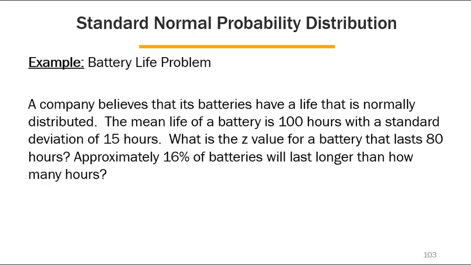The battery life problem. So a company believes that its batteries have a life that is normally distributed. The mean life of a battery is 100 hours with a standard deviation of 15 hours. We've got two questions here. What is the Z value for a battery that lasts 80 hours? And approximately 16% of batteries will last longer than how many hours? So if we were to pick the top 16% of batteries, how long they last at least, how many hours is what that's saying.